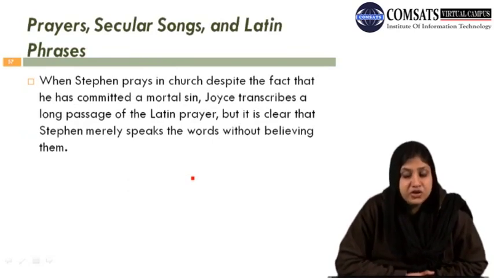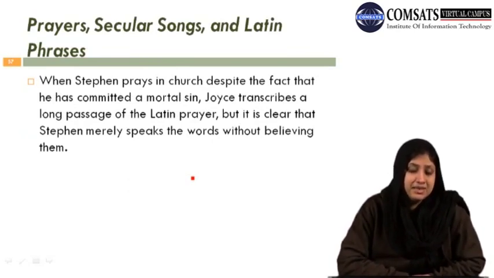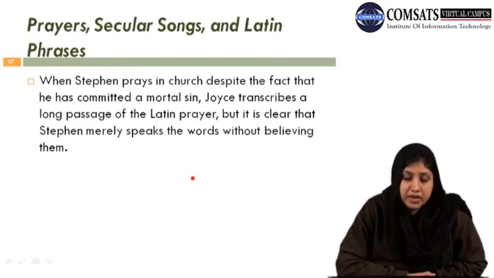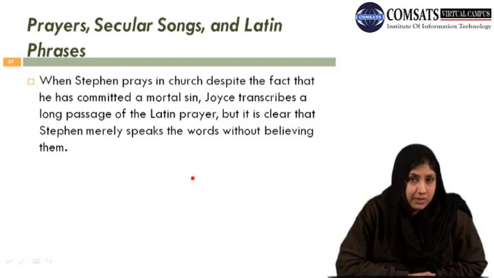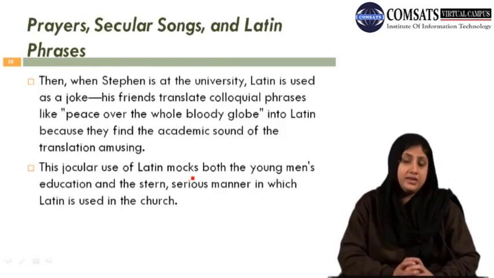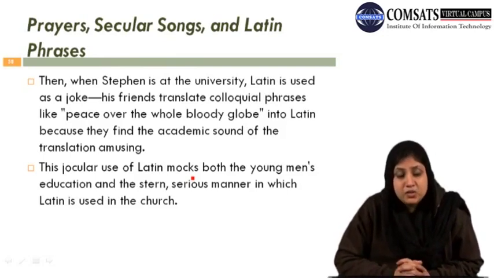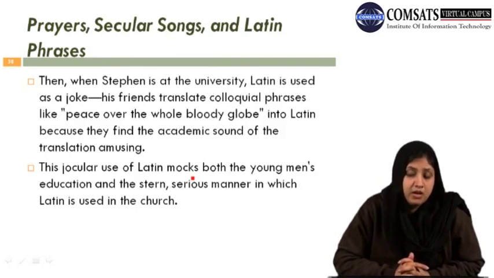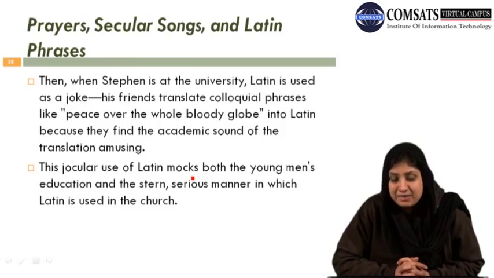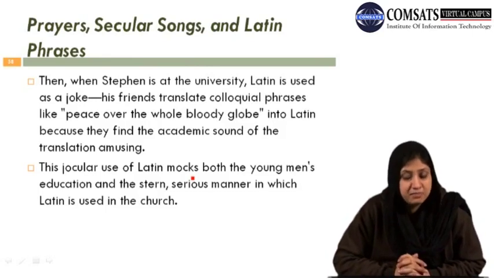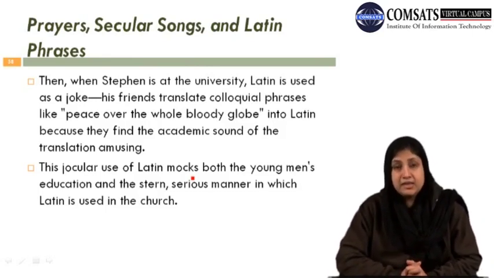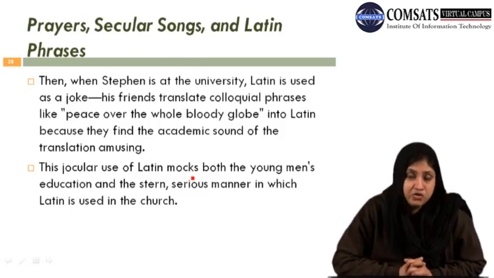When Stephen prays in church, despite the fact that he has committed a mortal sin, Joyce transcribes a long passage of the Latin prayer, but it is clear that Stephen merely speaks the words without believing them. Then when Stephen is at the university, Latin is used as a joke. His friends translate colloquial phrases like "peace over the whole bloody globe" into Latin because they find the academic sound of the translation amusing. This jocular use of Latin makes light of both the young men's education and the stern, serious manner in which Latin is used in the church.